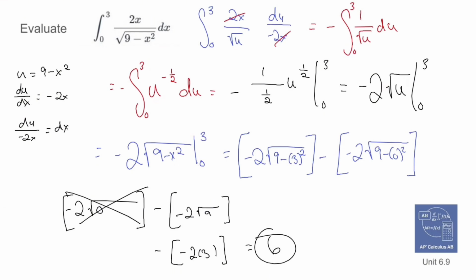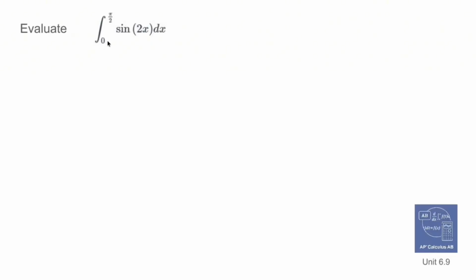Interesting problem. Evaluate the integral between 0 and pi over 2 of sine 2x dx. Now, whenever you see something that looks like chain rule, you are thinking u substitution. All right, we're going to let u equal 2x here because taking the derivative of that leaves no x's, and that makes life easy. So du dx is going to be just 2. Swap the dx and 2 to make du over 2 equals dx.